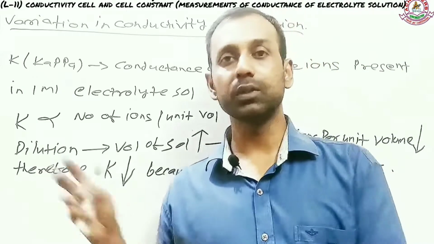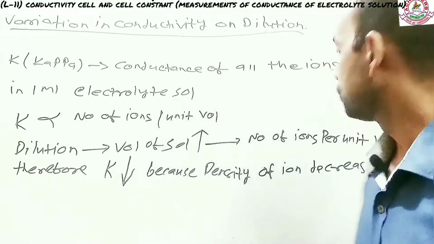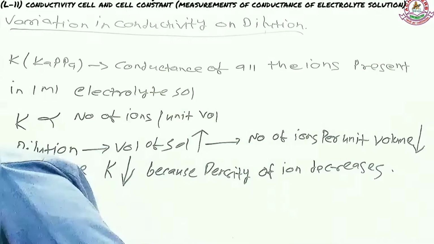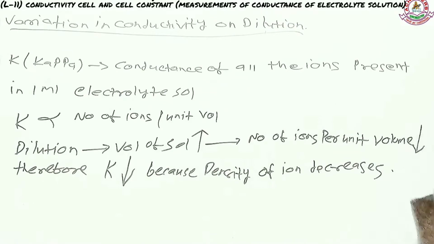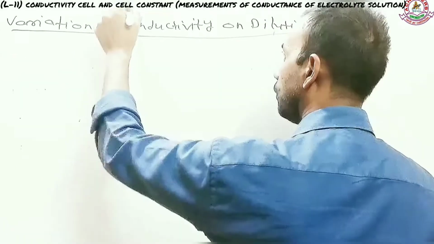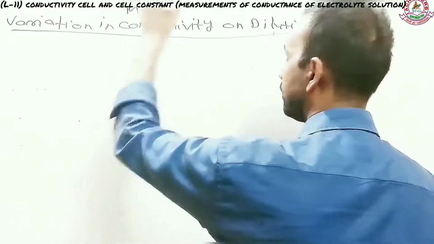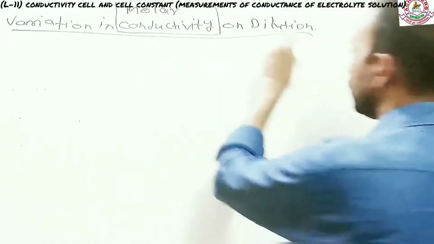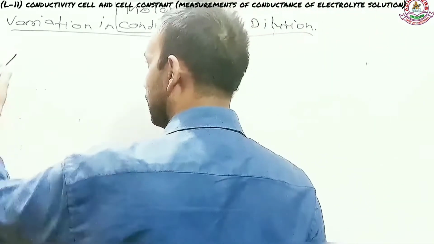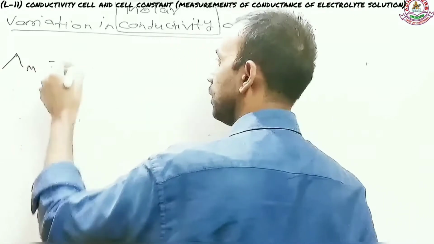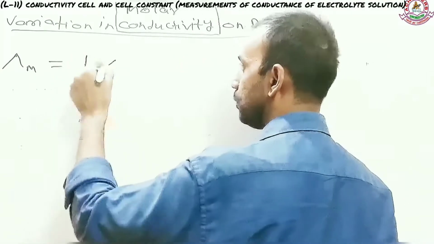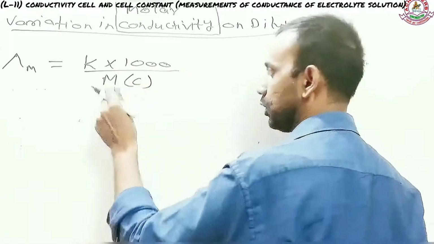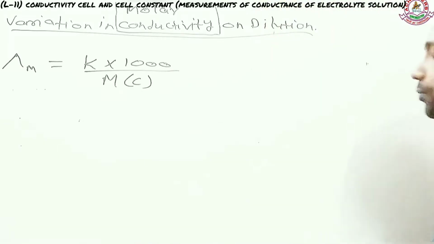Now I have to take you through the next one, which is the molar conductivity. In case you need to make a copy of that, let's follow this, and then I'll be wiping this off. So with this we have come to the last topic, and that is the molar conductivity. The topic is variation in molar conductivity on dilution. If I repeat, lambda m was K into 1000 divided by M or C, because molarity can also be represented as C.